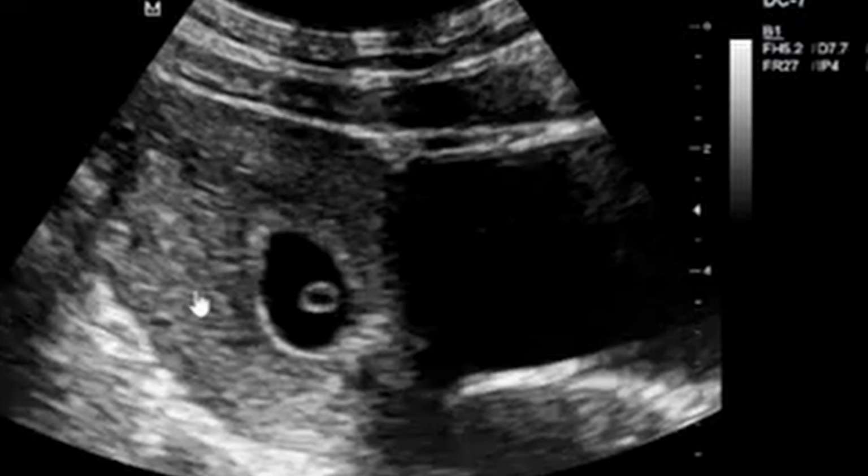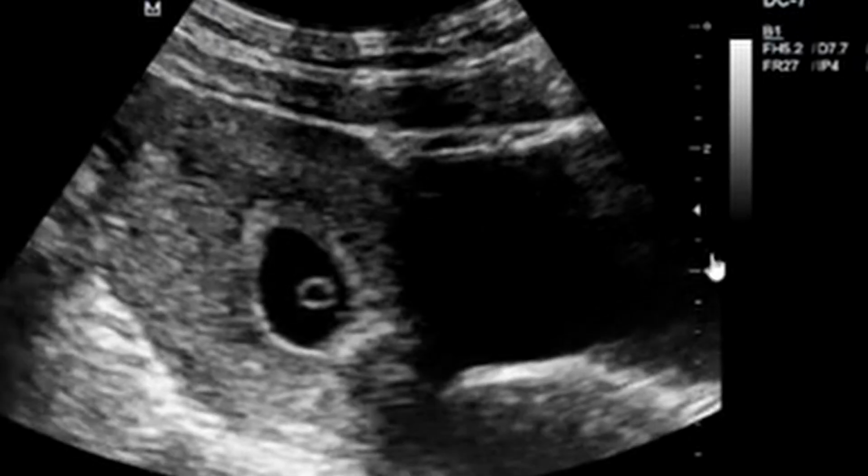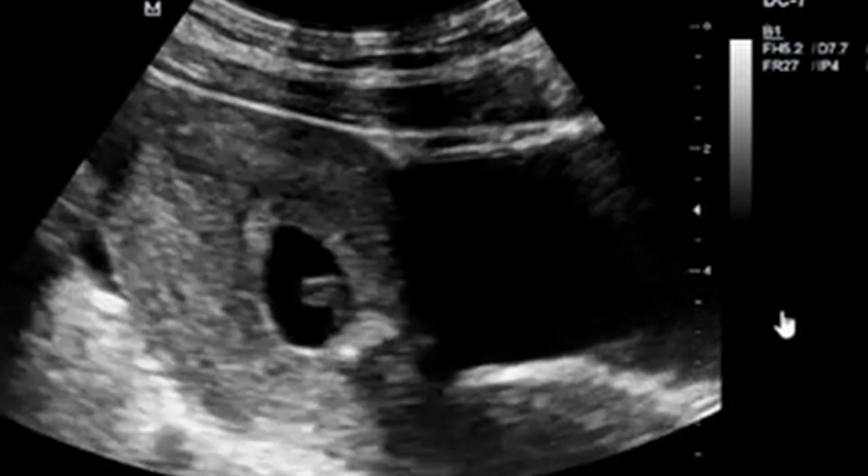So basically, in early pregnancy, you can appreciate the three cystic spaces: the yolk sac, the amniotic sac, and the chorionic sac. So in a nutshell, this is it in terms of the yolk sac.